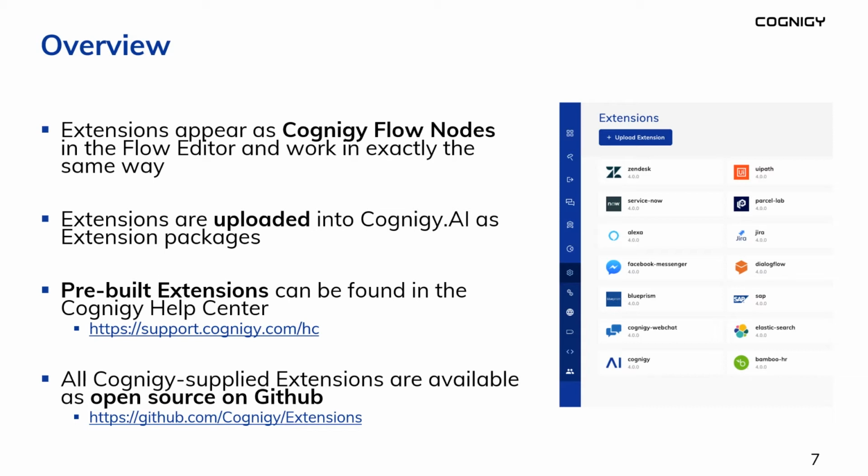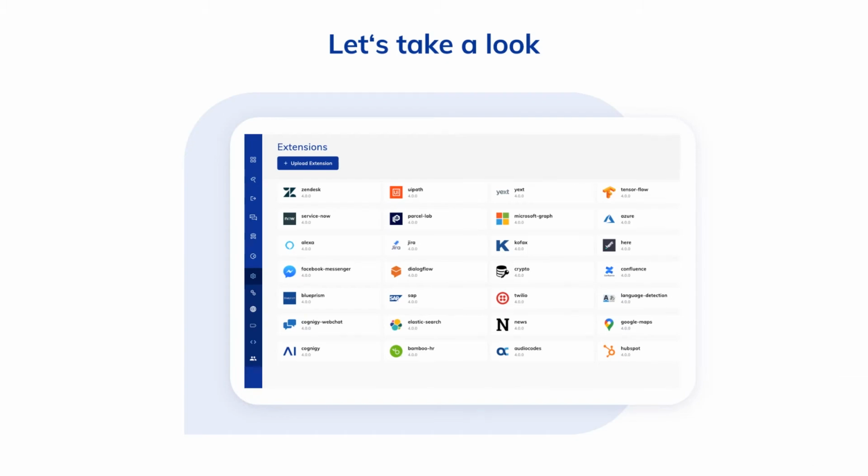Now, there is a lot of extensions which we've pre-built already, and you can find them in the Cognigy Help Center. This is where you find the extension packages that are ready for upload. And all our extensions are also available as open source on GitHub. So if you go to our GitHub repo, you can see the extensions that we've built, and you can see the code and can use that as a tutorial or to extend upon if you want. Let's take a look at that.